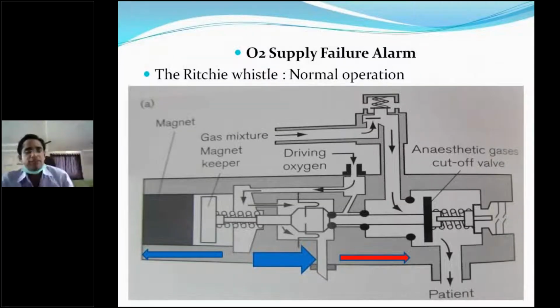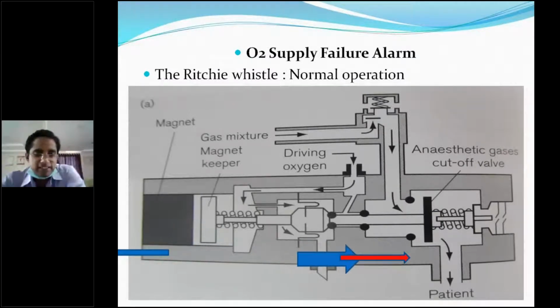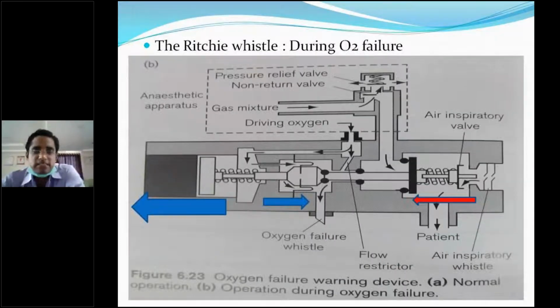This is the oxygen supply failure alarm. Again, this has a mechanism. This plunger moves forwards, and this pushes the Ritchie whistle, and this causes release of oxygen. During oxygen failure, the plunger moves backwards and the crank moves forwards, and this whistle, and here is the air inspiratory valve from the patient's end. This closes like this. Therefore, it prevents entry of nitrous oxide and anesthetic gases going to the patient.